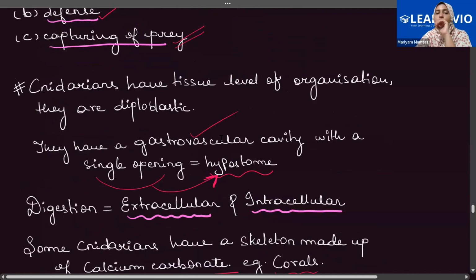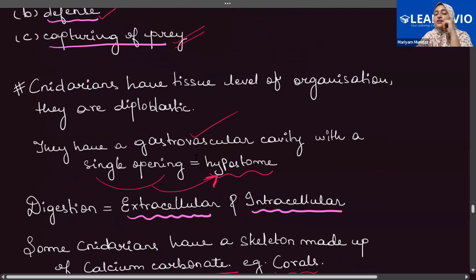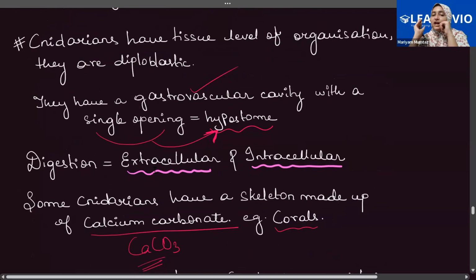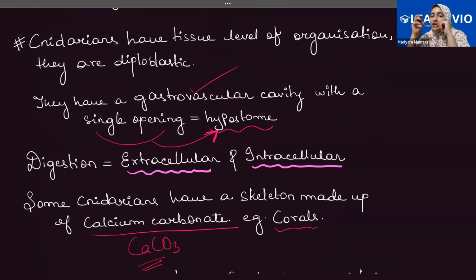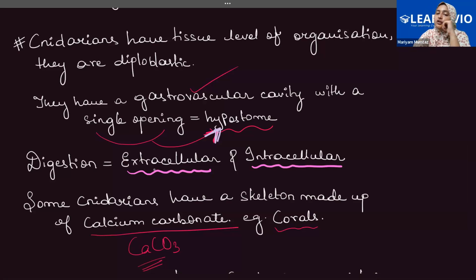Now, talking about the level of organization. Cnidarians have tissue level of organization. In them, the cells came together and formed the tissue. Now they have a gastrovascular cavity with a single opening. Gastrovascular cavity is responsible for digestion. So they have a cavity in their body responsible for digestion, and that cavity has one opening called the hypostome. Just like how our digestive system has the opening known as mouth, same way hypostome is the equivalent of mouth, but it is not a mouth. It is just an opening through which the food can come inside.